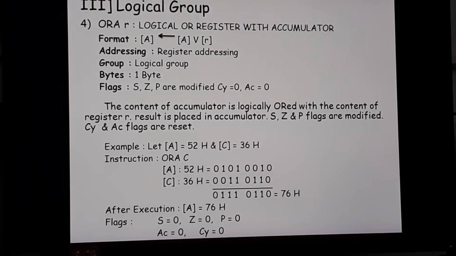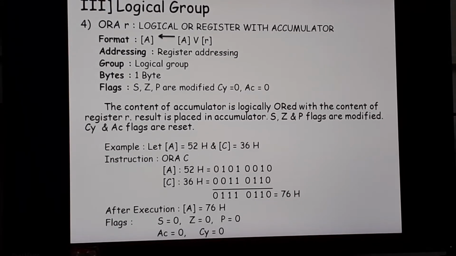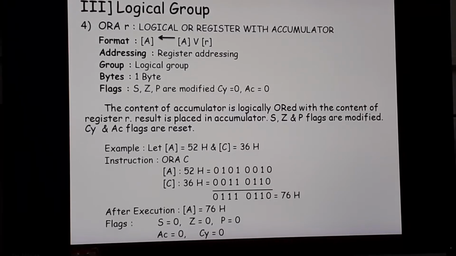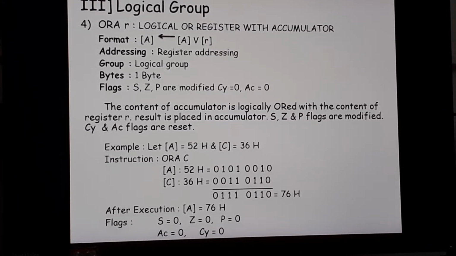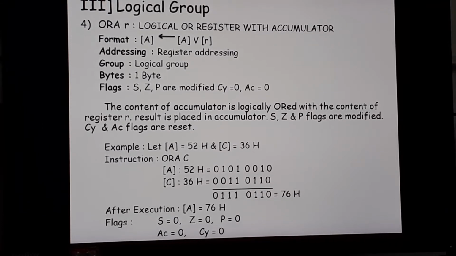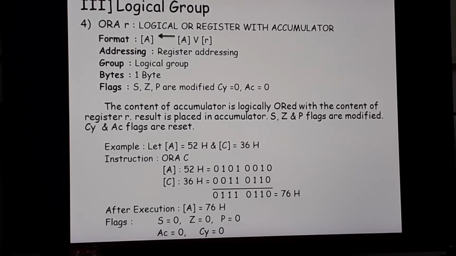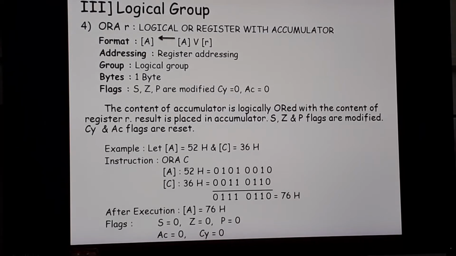The OR symbol, can you see, it's a V in between A and R, which is nothing but the OR symbol, and the AND symbol was opposite to that, top arrow or top cap, this is down cap. Okay, and the result is stored in accumulator. Addressing mode will be register addressing mode, group will be logical group, bytes will be 1 byte since there is no data present in the instruction.